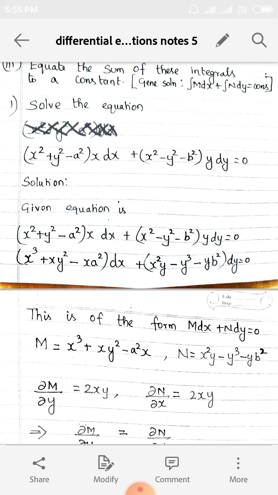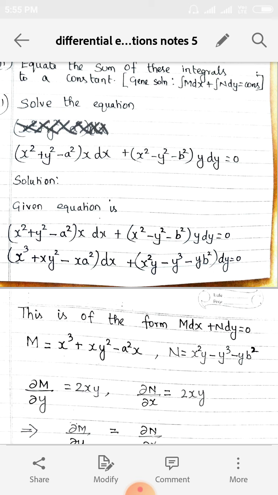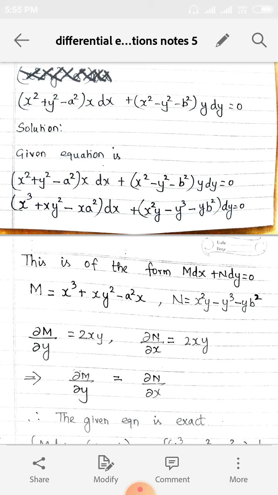Let us see one problem. See the first sum. Solve the equation (x² + y² − a²)x dx + (x² − y² − b²)y dy = 0. So this is the given equation. In the given equation we have to multiply the x term to the inside. The outside we have one x term, so just multiply. We get (x³ + xy² − xa²) dx + (x²y − y³ − yb²) dy = 0.